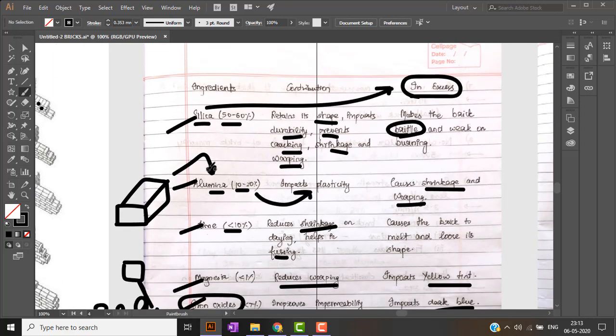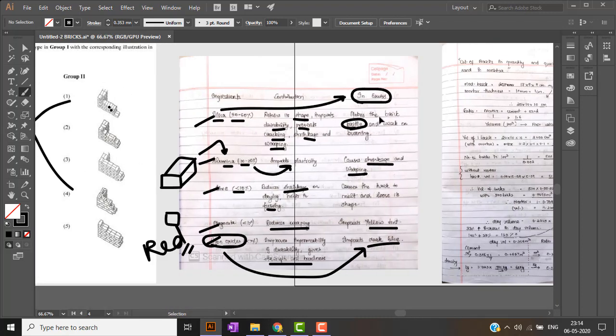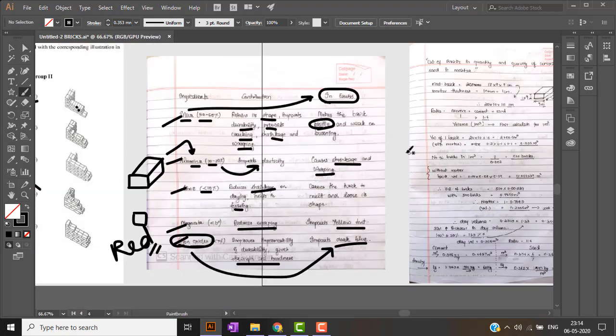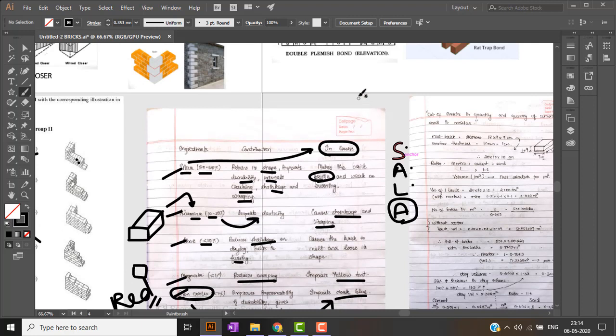So please remember all the ingredients, their contribution, and what happens if we add these ingredients in excess. Okay. So the basic code word to remember the ingredients of brick is SALA. S-A-L-A. Silica, alumina, lime and alkalis. A stands for alkalis, which includes magnesia, iron oxides. And the code word for cement was LISA. So LISA is for cement, SALA is for brick.